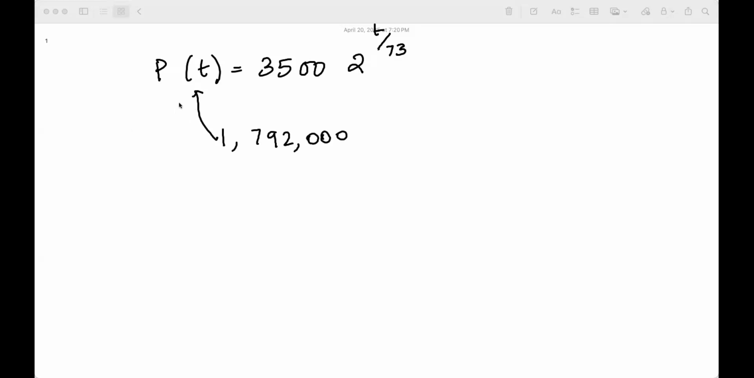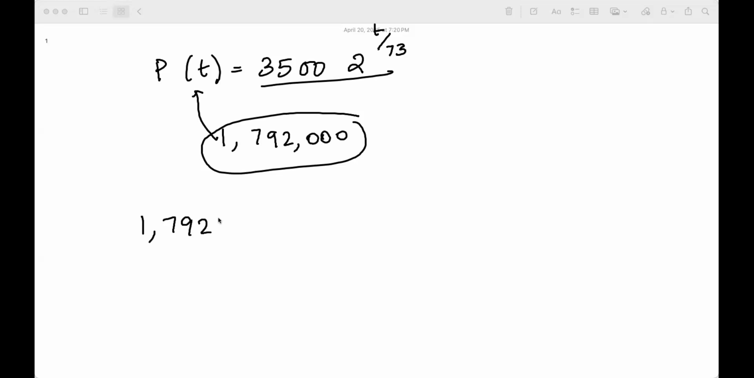Guys, all the while we did such problems in exponential functions as well. But what did we do? We plotted this as a separate function and this as a separate function to find the value of t. That was hard. We found the intersection. Now that you know the conversion, see here, 1,792,000 will be equal to 3,500 times 2 to the power of t by 73.